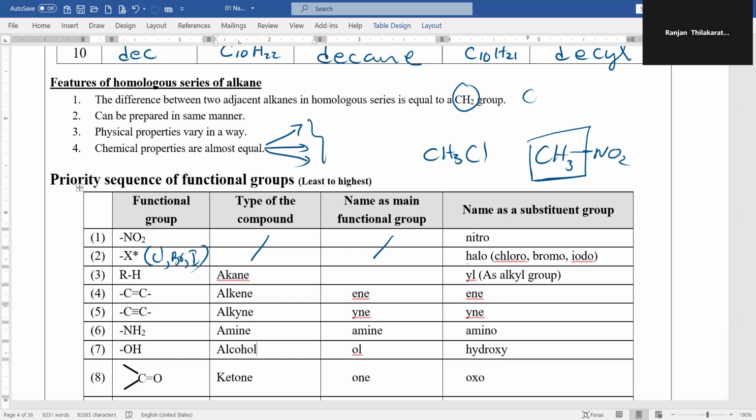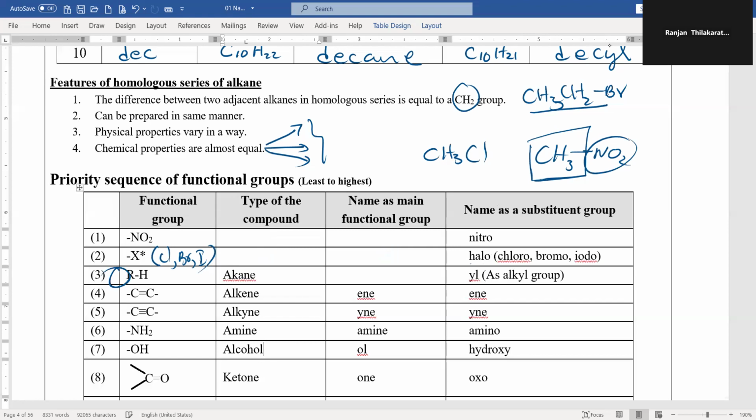Say you have CH3, CH2 and Br, then it is bromo having two carbon, ethane. So bromoethane. That's how you get the name. These are called the substituent groups. Then this nitro is available as a substituent group, not as a functional group.